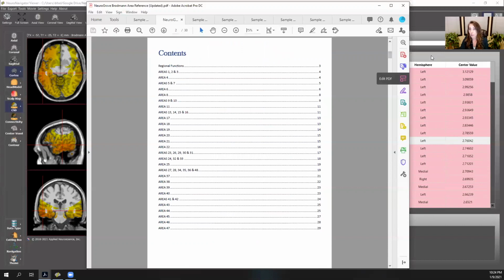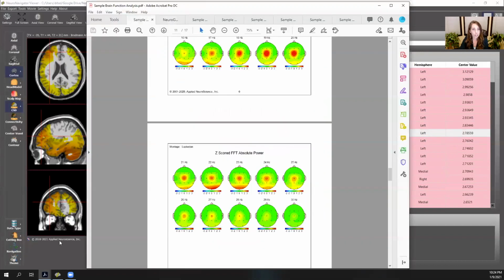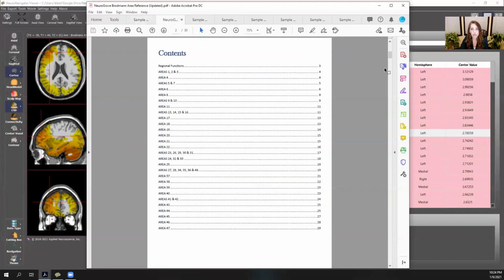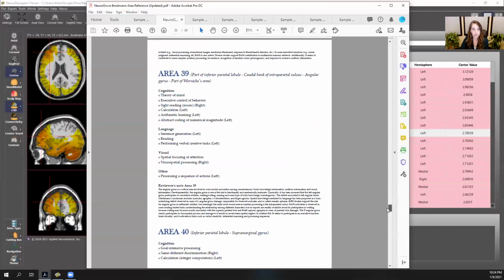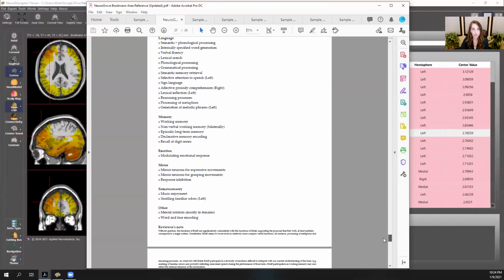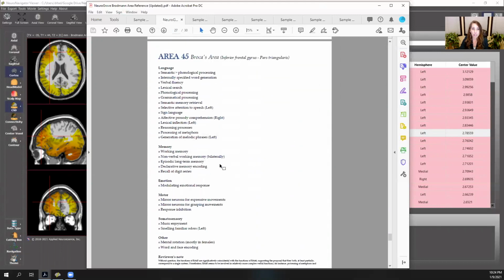So, for example, on this one, we have 46. You would be able to look here at Brodmann area 46 and see all the functions associated with that region. You'll see that there's actually quite a lot of functions, and a lot of these brain regions are like that. They have lots of different things that they're involved in.